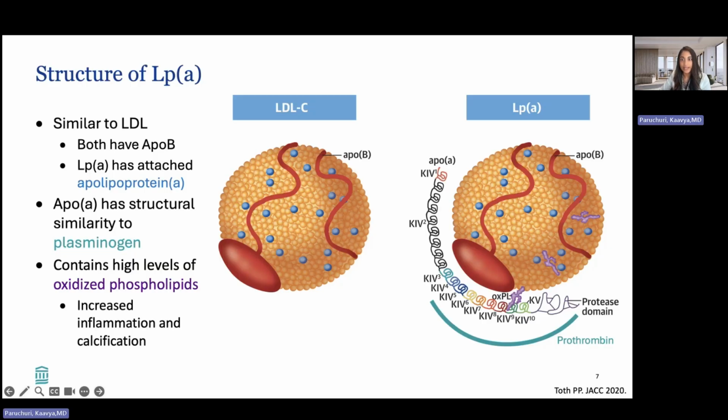This means that LPA can compete with plasminogen and impair fibrinolysis, creating a prothrombotic signal that is directly relevant to ischemic stroke. In addition, LPA carries a high burden of oxidized phospholipids, which promote vascular inflammation and calcification. So LPA combines three mechanisms that we care about in stroke: atherogenesis, inflammation, and impaired clot breakdown. That dual atherosclerotic and thrombotic biology helps explain its association with large artery disease, recurrent events, and cryptogenic stroke.